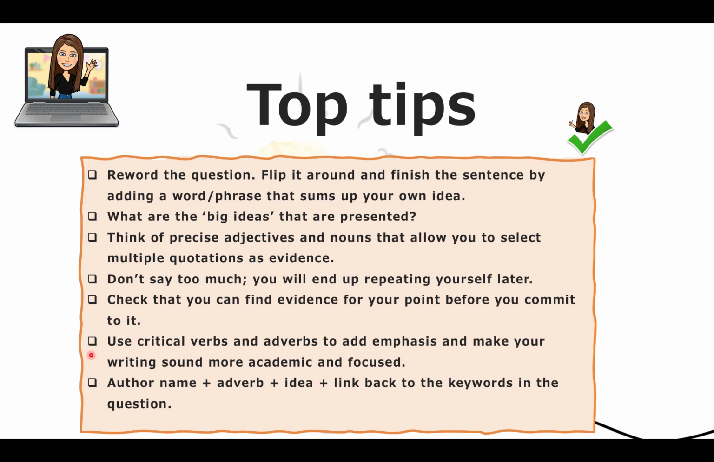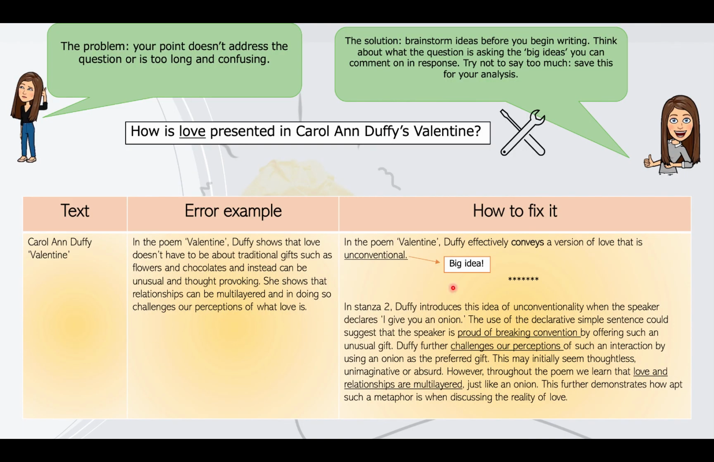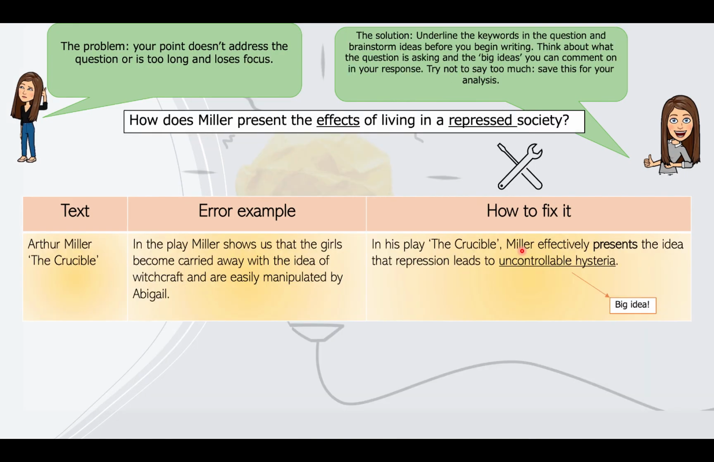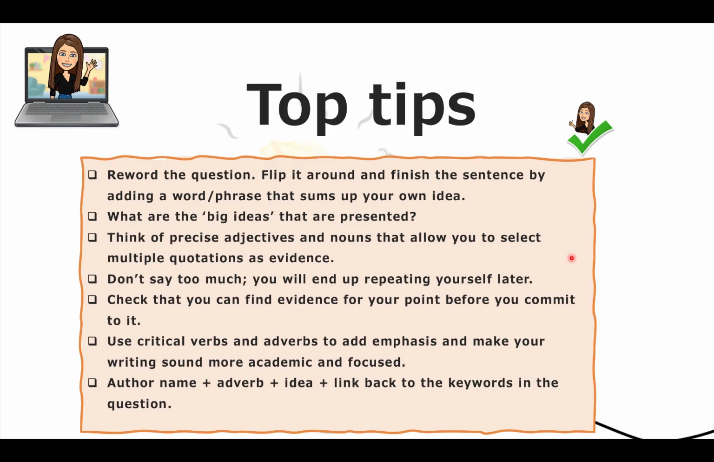Use critical verbs and adverbs to add emphasis and make your writing sound more academic and focused. So if we have a look, we have effectively conveys, and then we have effectively presents. Those words really help you. You can think about words such as skilfully, powerfully. All those words really help you when you're trying to sound a little bit more academic and focused. And you can follow this structure as well. Don't forget, you need to have the author's name, an adverb, an idea, and then link back to the keywords in the question to show that you are focused and your point is relevant.